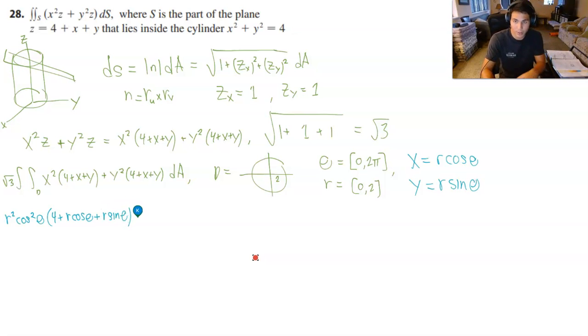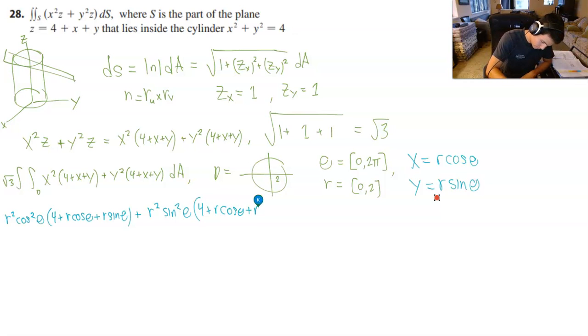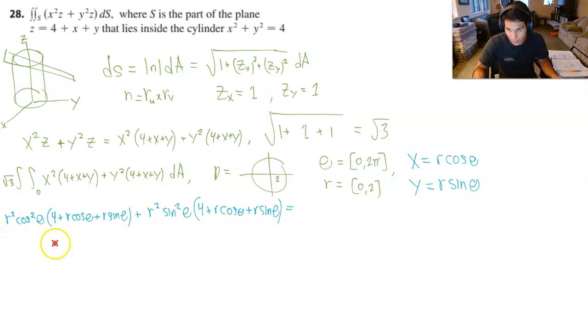And then the y squared here, you can see that it's going to become r squared sine squared theta. And then same thing goes, it's a 4 plus r cosine theta plus r sine theta. As you guys can imagine, what we can do is factor out this 4 plus r cosine theta plus r sine theta. These are the same term. And then we're left with just r squared cosine squared theta and r squared sine squared theta. And as you can see, cosine squared plus sine squared is just 1.